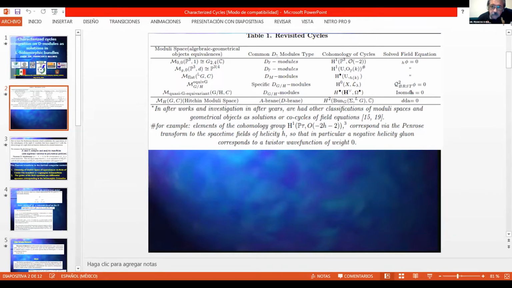The second column shows the different D-models used in this theory to obtain the solutions through the cohomology of cycles, and give the solutions of these different field equations. The last case is the most difficult because it requires the Hitchin mappings and other tools in algebraic geometry and derived categories.